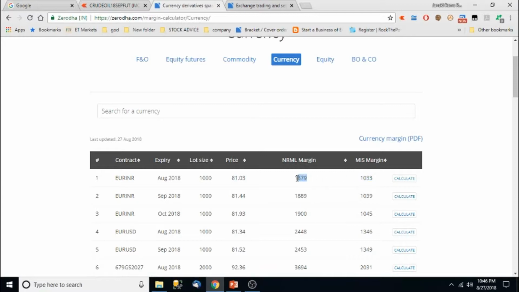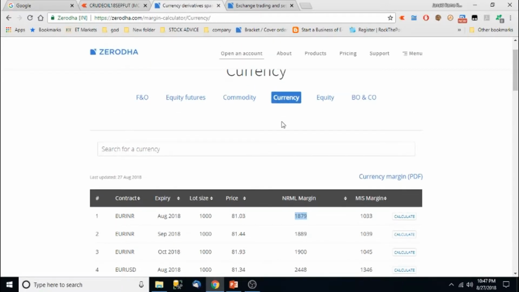If we pay 1879, we can hold it till the expiry of this particular contract, I mean the contract expiry date. We can hold it at 1879 only. So much cheaper, right? This is why the margins give much more interest to the people. That's why it attracts most of the investors, due to the low margin and higher leverages.